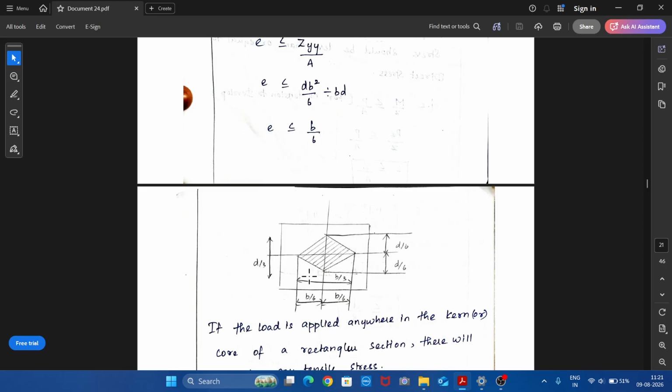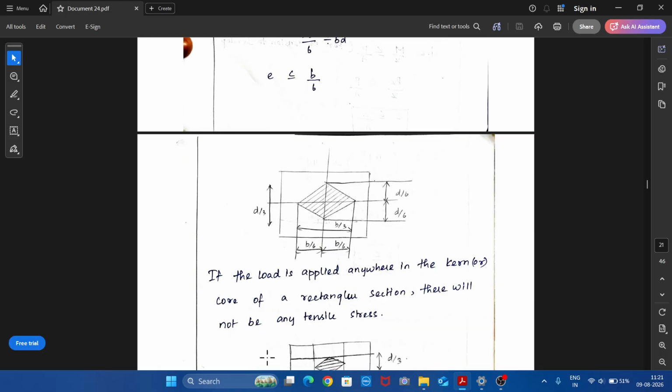So we'll be getting 4 points. Connecting these 4 points, what we get is called the core or kern of the section. We call this the kern or core of the section. The logical reason behind this is, when we apply the load anywhere within this core, we will not result in tensile stress. This is the principle behind it. So the core or kern of the section will allow us to decide the limit of eccentricity in a better way.